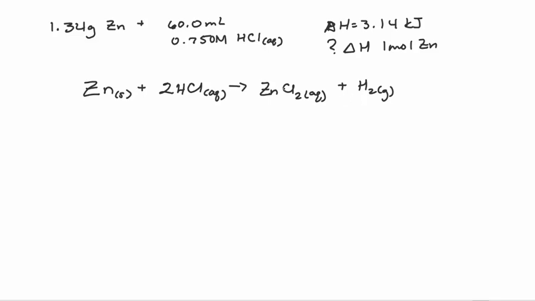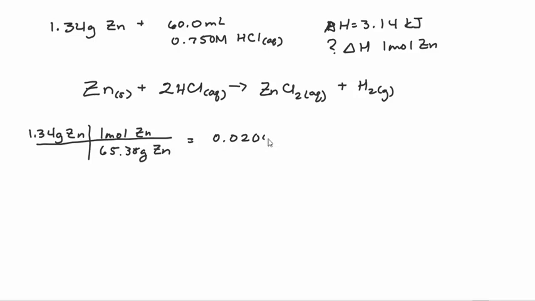So now we're going to convert our grams into moles. So 1.34 grams of zinc. Go to the periodic table for the atomic mass, and 1 mole of zinc has a mass of 65.38 grams of zinc. So that gives us 0.0204. I'm going to give you way too many digits here. And that's moles of zinc. Well, I want to find out how many moles of HCl I have as well, because we don't know if something's limiting, so we better check.